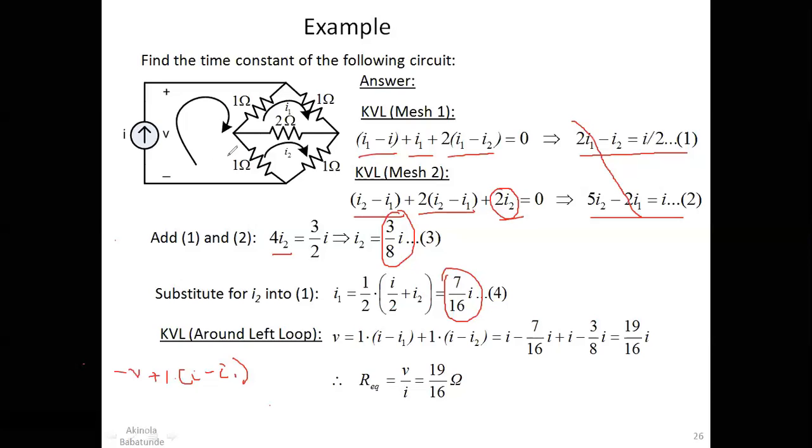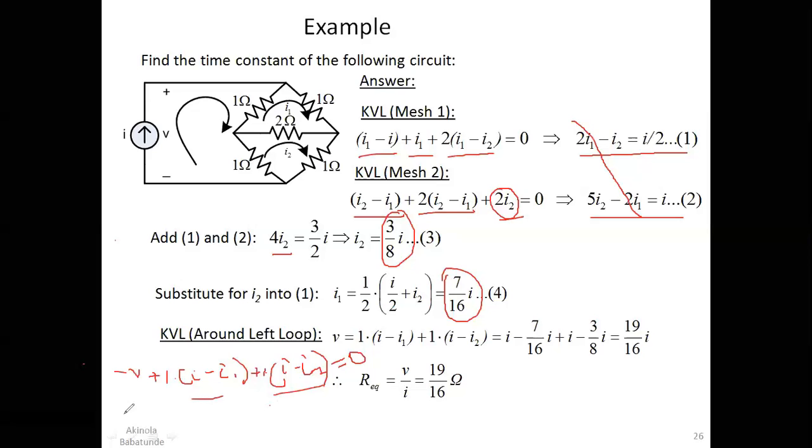Then the voltage across this other 1 ohm will be I minus I2 multiplied by 1 again. So you have plus 1 times I minus I2. That would give you the voltage across here. And then eventually you would have to equate everything to 0. That's going to be KVL, the KVL in this particular loop: minus V plus these voltages equal to 0.